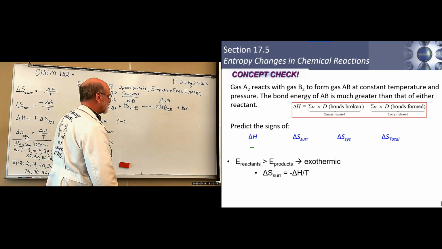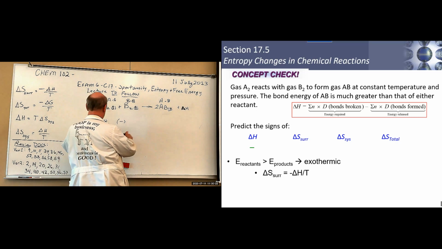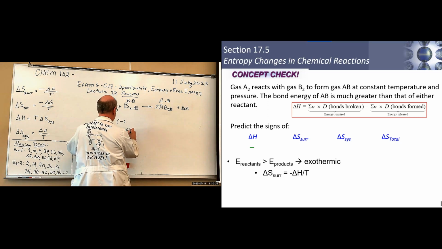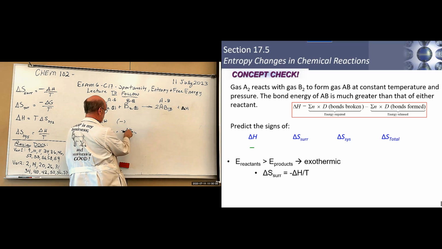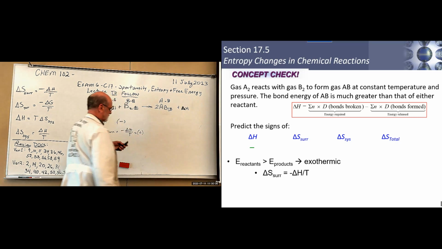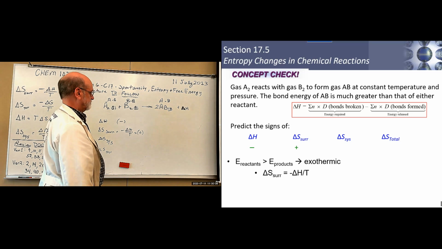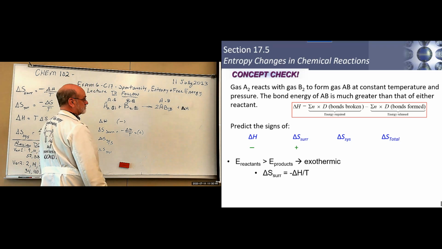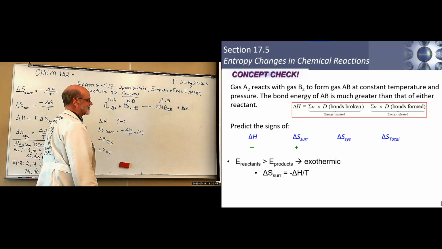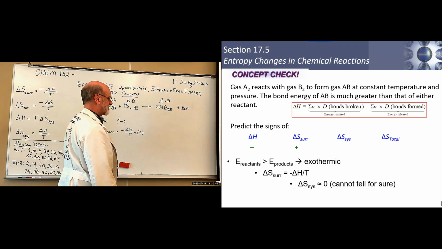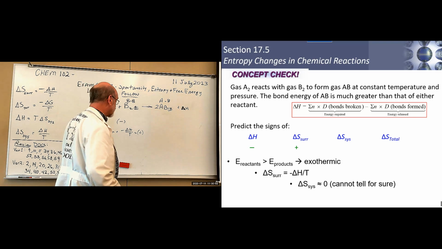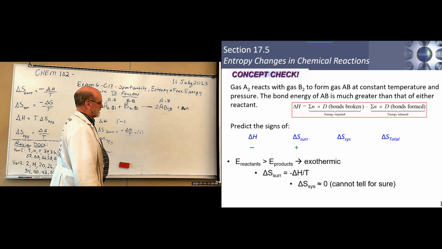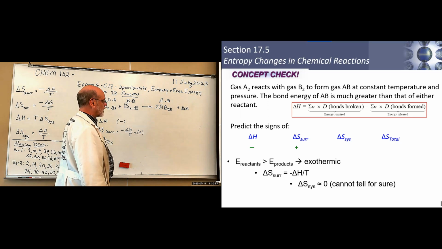Okay. Delta S surroundings, we take a negative delta H over T, which means this should be positive, correct? If that's a negative and this is a negative, that should be positive. Okay. How about the system? Well, we don't know for sure. We're going to say that the delta S for the system is roughly no change.